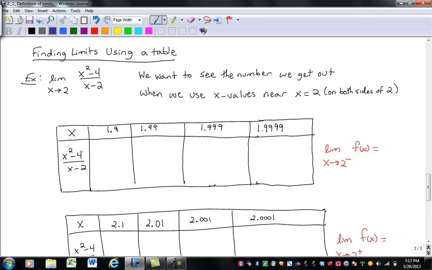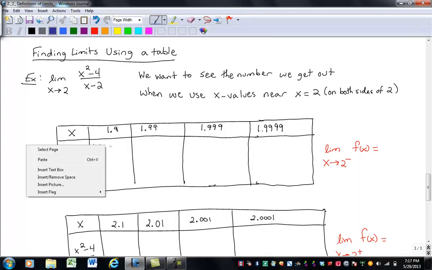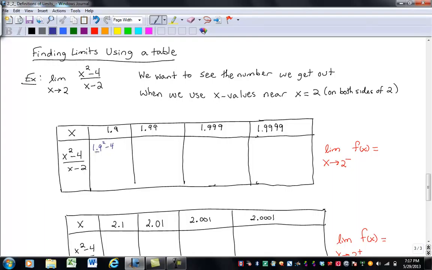And so I just take 1.9 and plug it in here for x. 1.9 squared minus 4 over 1.9 minus 2. And I pull out my trusty dusty calculator and I type it in. So this is the way I can figure out what the limit should be.